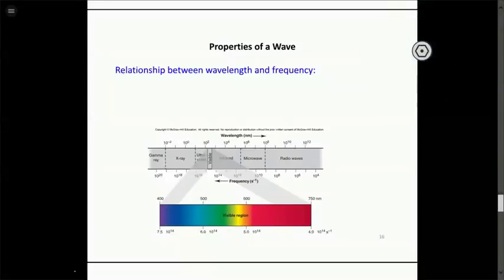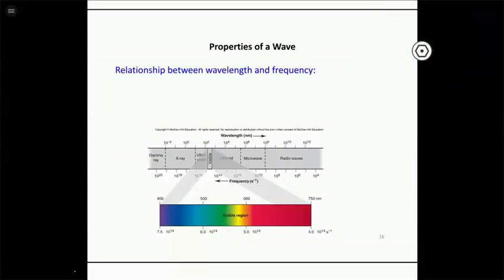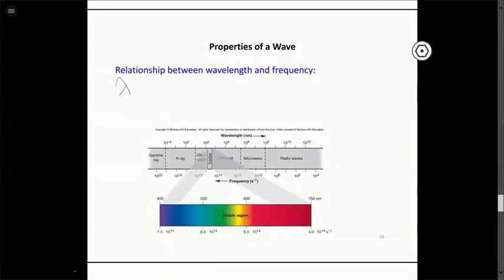So if we want to write that mathematically, that means the wavelength is inversely proportional to frequency, which you can write as lambda is proportional to 1 over the frequency. So whenever things are inversely related to each other, this is the proportionality that you establish.